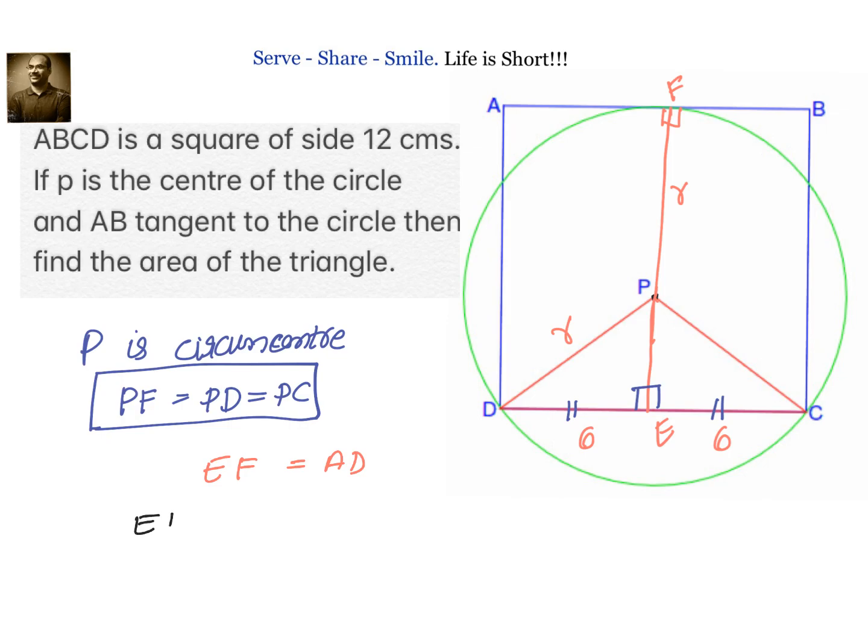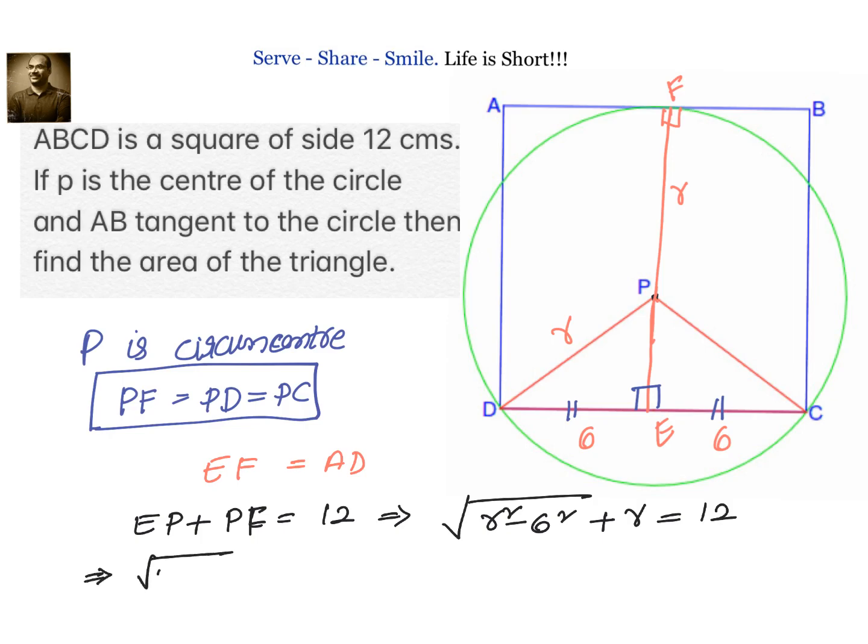Now let us try to get the values here. EF equals EP plus PF, that is equal to AD. AD is 12 centimeter. But what is EP? EP is coming from Pythagoras theorem, that is square root of R square minus 6 square, plus R equals 12. Let us simplify this. Square root of R square minus 6 square equals 12 minus R. Now let us square both sides. We will have R square minus 36 equals R square minus 24R plus 144.